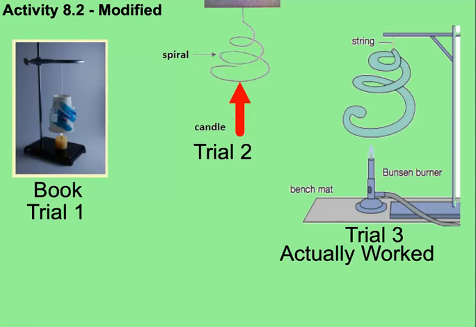Hi, this is Mr. Phillips, and I'd like to talk to you about Activity 8.2 Modified. If you remember, we did not use the cup setup as demonstrated in your book. Instead, what we did was we used a paper spiral held on a wooden skewer above a Bunsen burner.